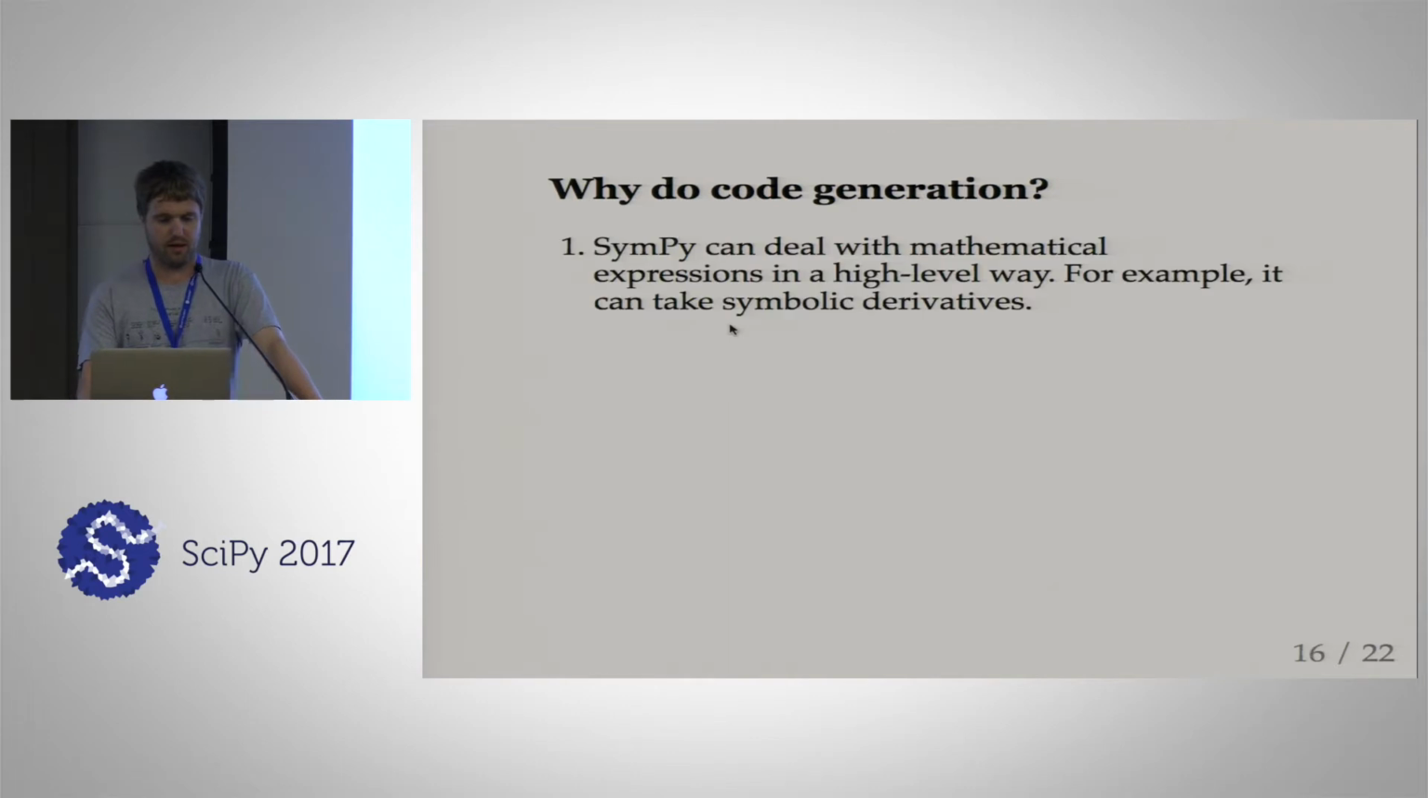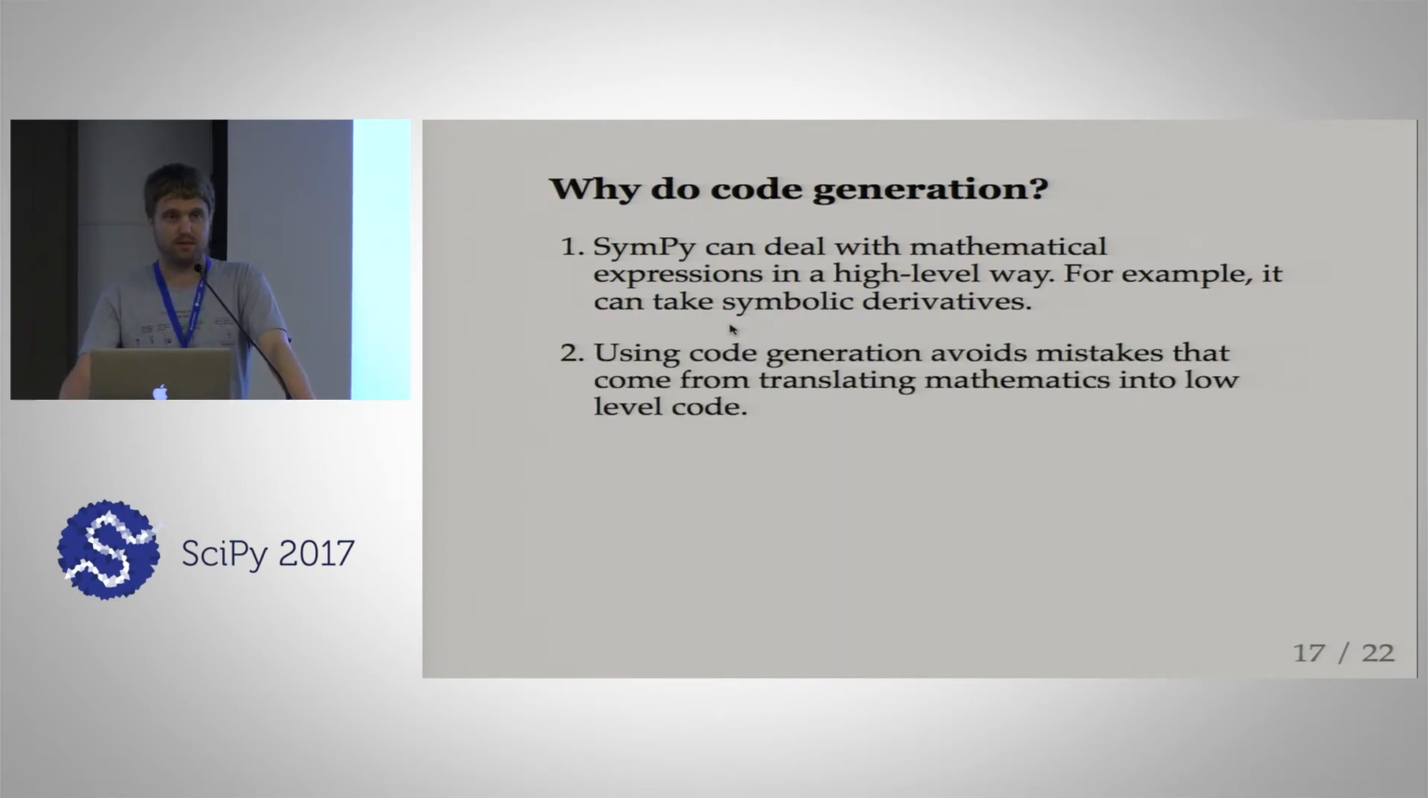So here are a few reasons why code generation is something that you might want to consider doing. First off, SymPy is a symbolic library. It's a very powerful library. It can deal with expressions in a very high-level way. It can do things symbolically, like take derivatives, solve equations, or take integrals. It can do all sorts of things.